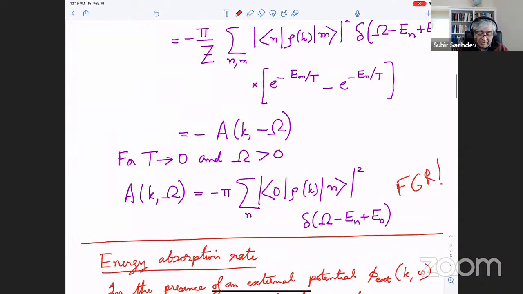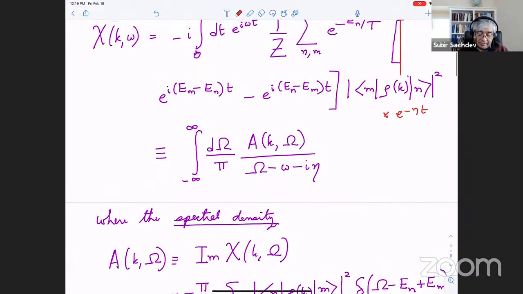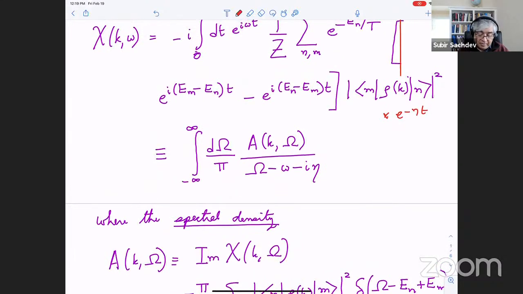All right, so that's important result number one, that there's a spectral representation of the full chi of k and omega, where you can deduce the numerator basically by Fermi's golden rule.